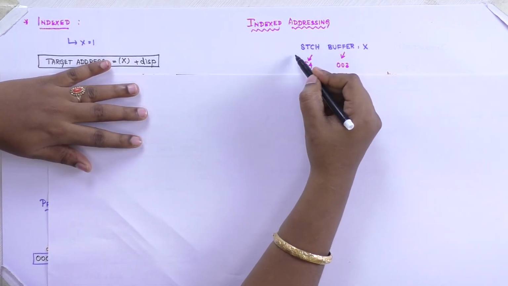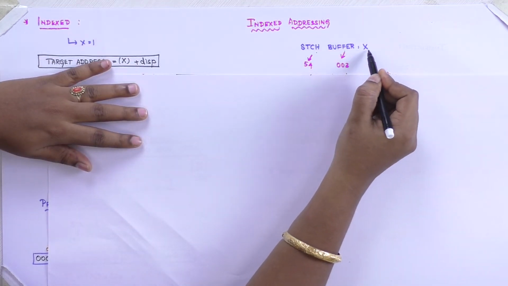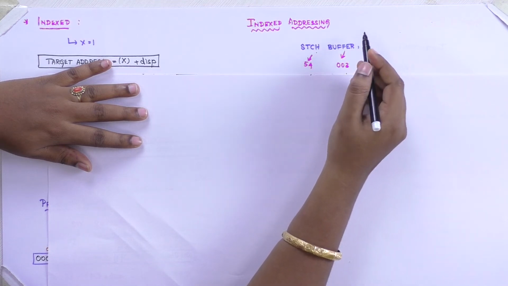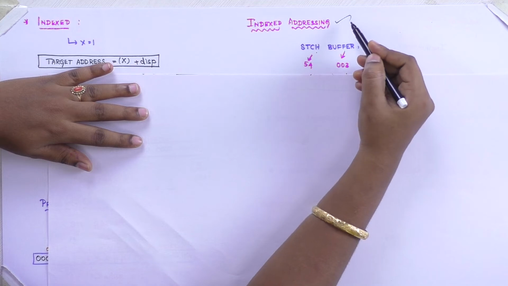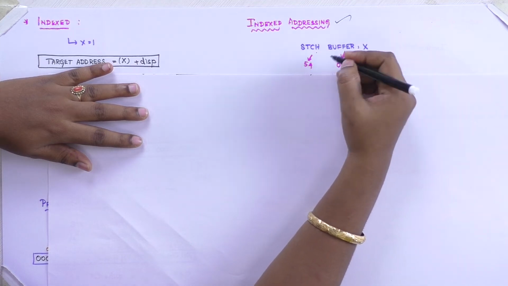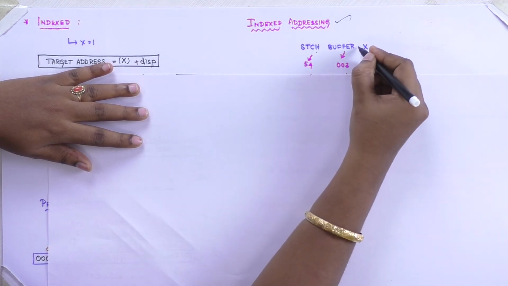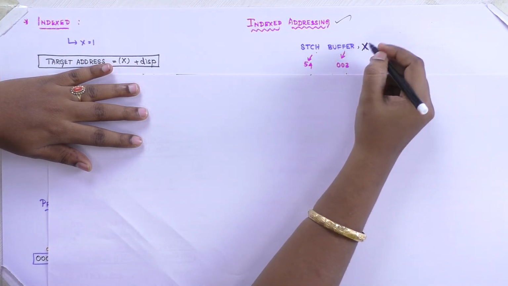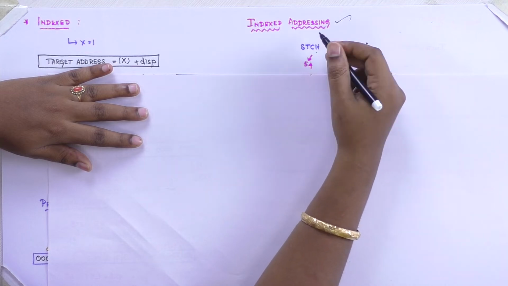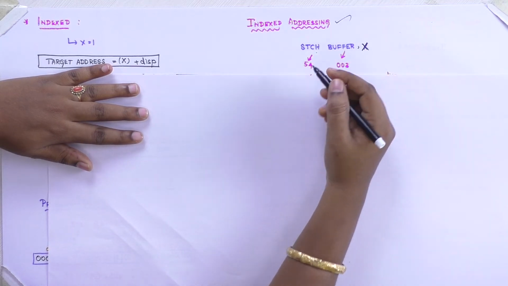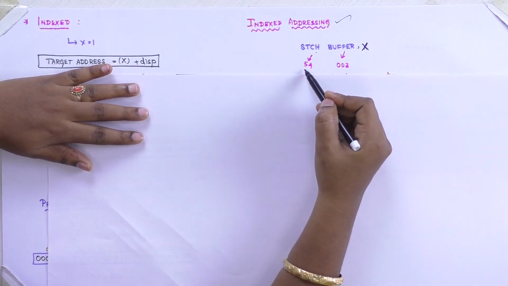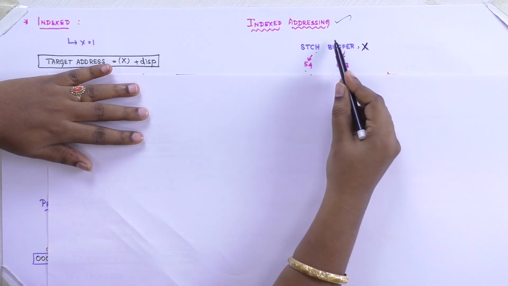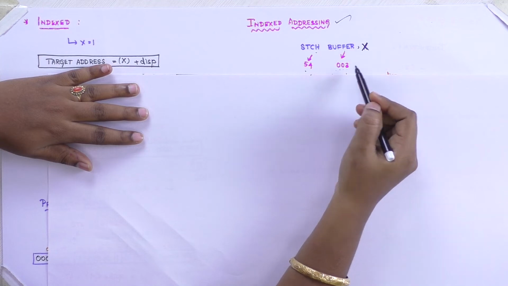So indexed addressing. STCH buffer, X. So this is the example instruction for indexed addressing. Indexed addressing can always be found out from the instruction itself. So the instruction will contain comma X. If the instruction contains comma X and it's a fixed field, then this belongs to indexed addressing mode. The opcode for STCH is 54 and the address of the label where buffer is stored is 003.